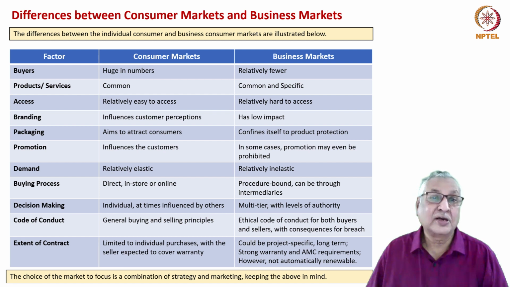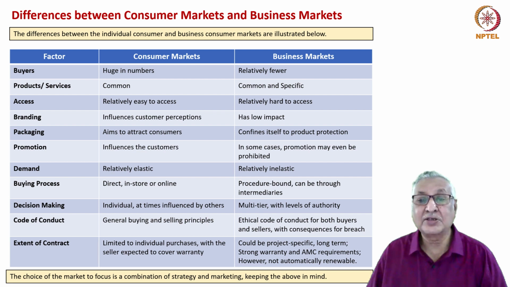At a macro level, there are significant differences between consumer markets and business markets. In respect of consumer markets, the buyers are huge in numbers, literally lakhs and even millions. In respect of business markets, the buyers are relatively fewer. The products and services are common across the consumer markets. A toothpaste is a toothpaste across India, depending upon the nature of the toothpaste as well as the brand.